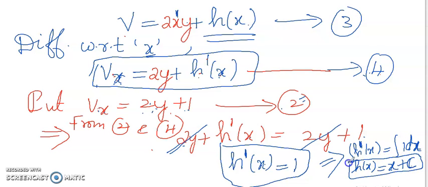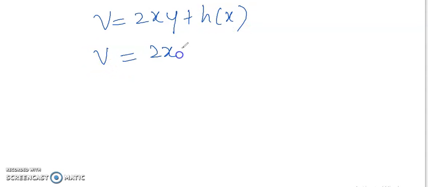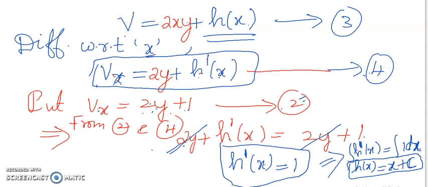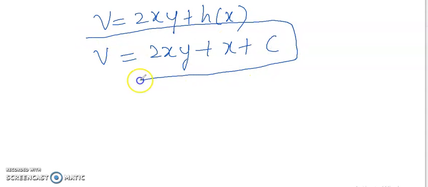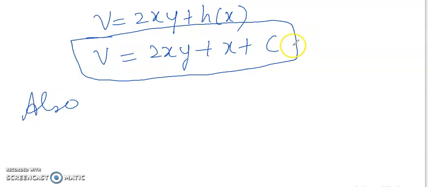Now we will substitute this h of x in equation number 3. What is equation number 3? V is equal to 2xy plus h of x. V is equal to 2xy plus, what is h of x? H of x is x plus c. So I write x plus c. So this is our v value. This is our conjugate harmonic of u.